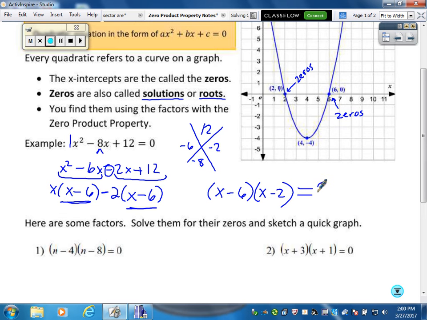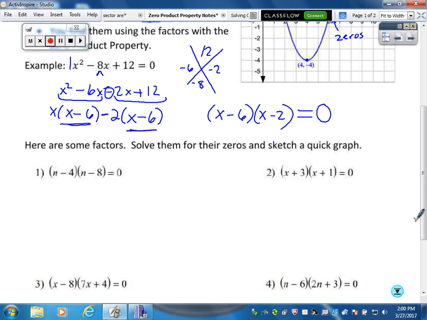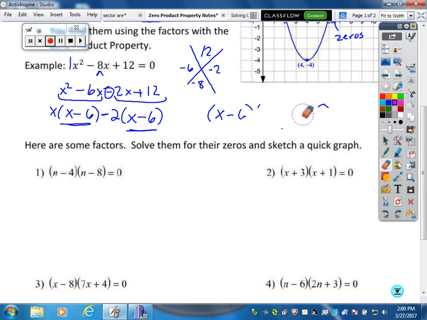And now the new thing is they are equal to 0. So these are called the factors. And now I need to take them to the solutions, which is what x is equal to when I'm solving. So here's what the zero product property says. So I'm going to erase a little bit of what I've done here.